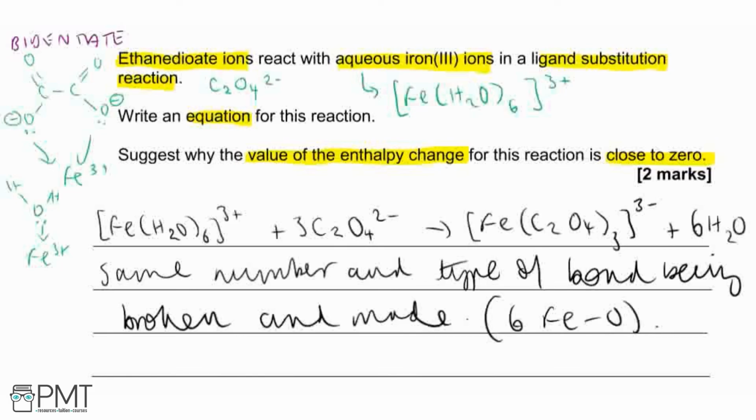So then it was 2 marks for this question. So the first mark was for that equation for the reaction, and then the second mark was for saying something along these lines as to why we've got an enthalpy change close to 0.